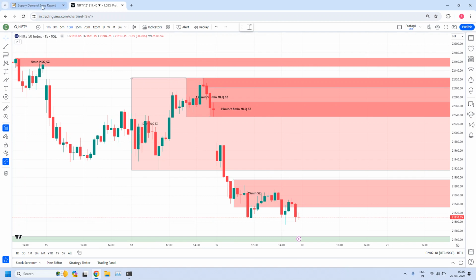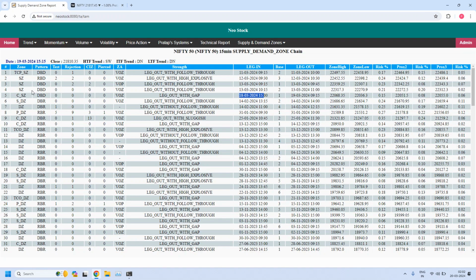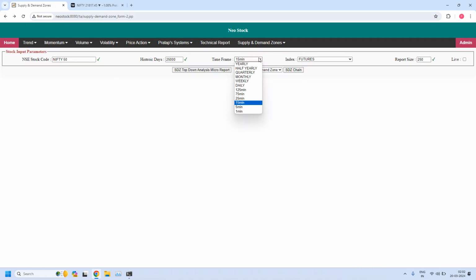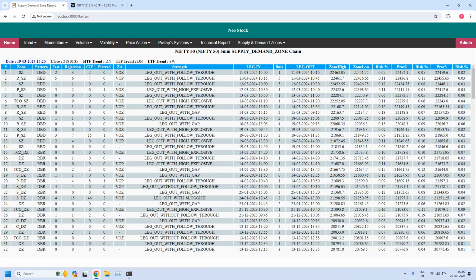So now let us move on to 5 minutes. Anything else here? No. So going back and changing the time frame to 5 minutes. This is the last time frame we are going to do the analysis. Now tomorrow's trades, probably we will get clarity. Tomorrow means on 20 March.